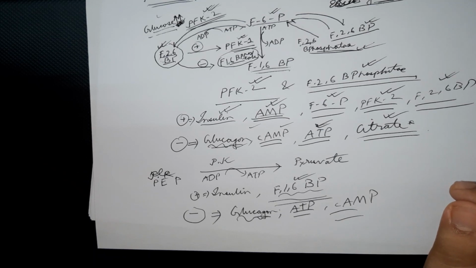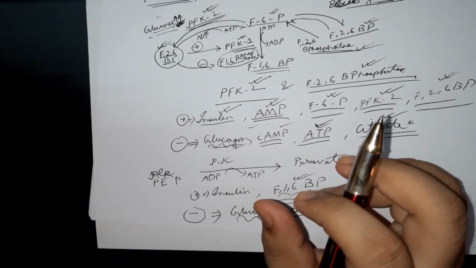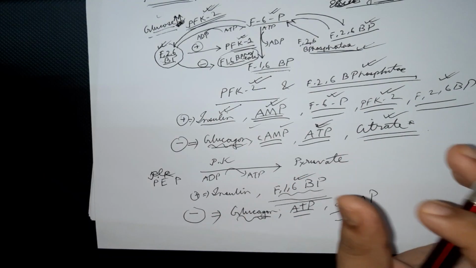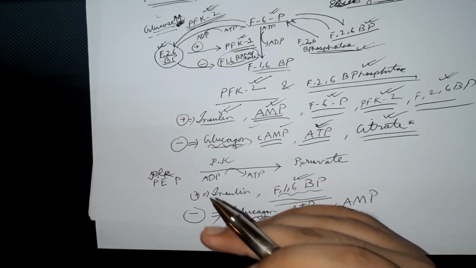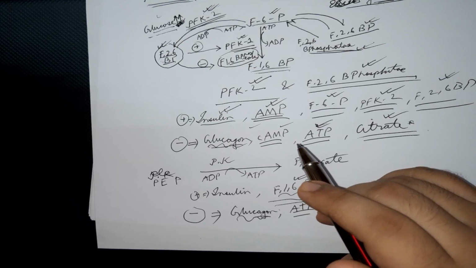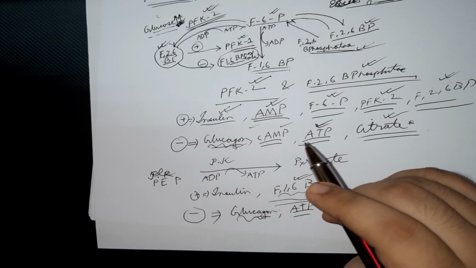Okay, so the next time when we come back, we will talk a little bit about fructose and galactose metabolism. It's very simple. It's just 2 or 3 steps. We'll go through them very quickly, and then we will jump on to gluconeogenesis.